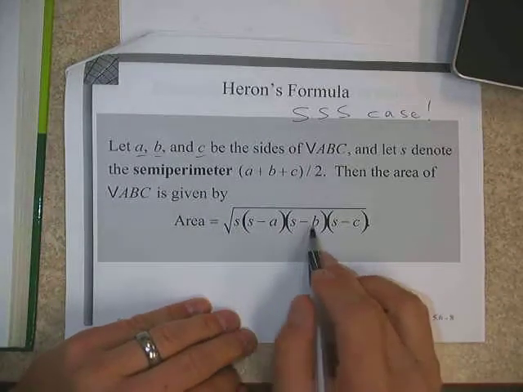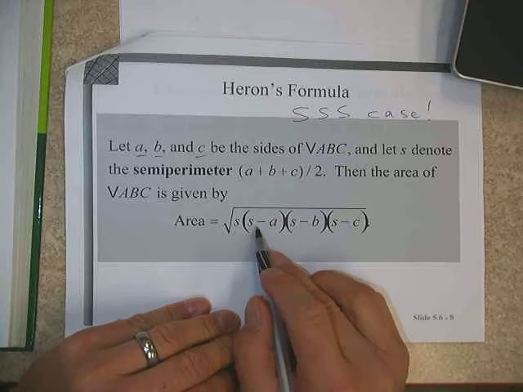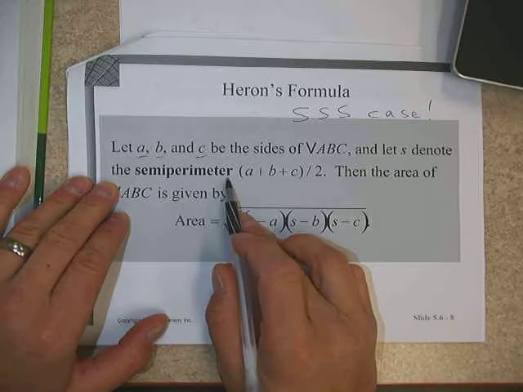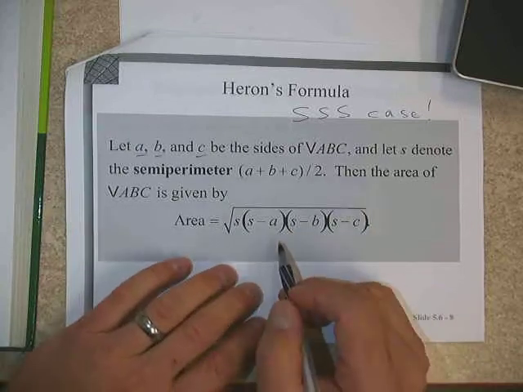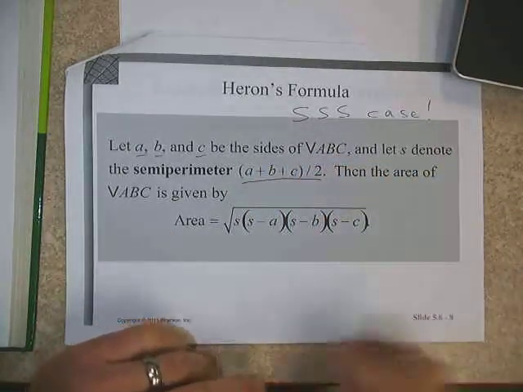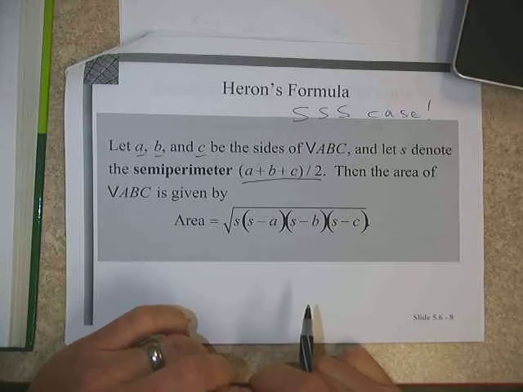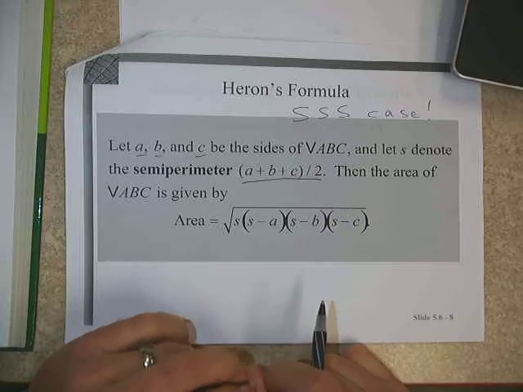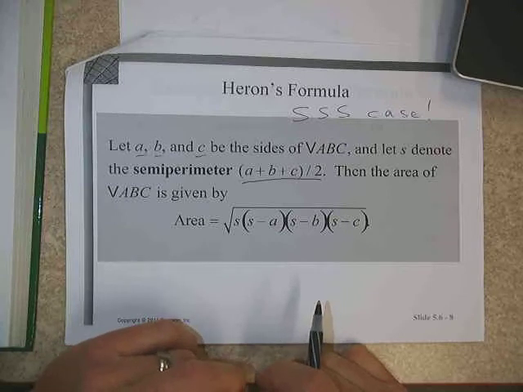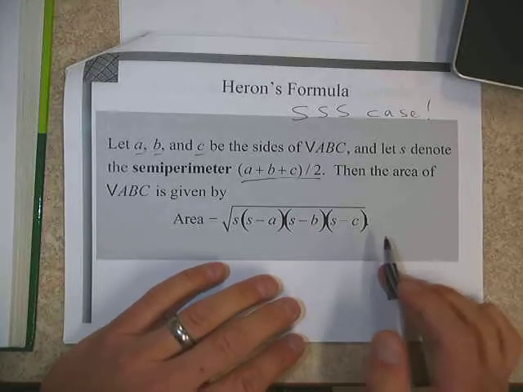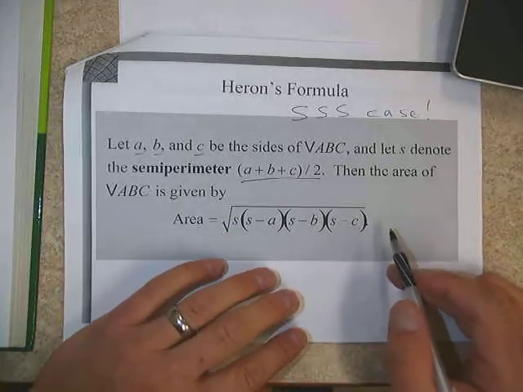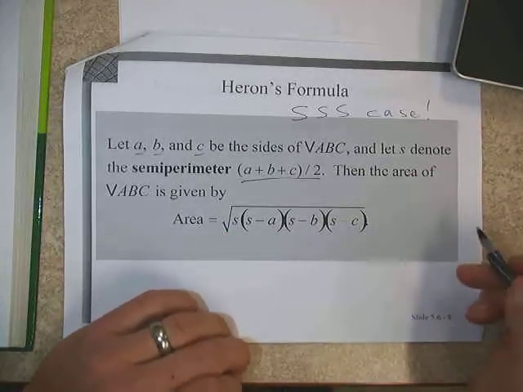What Heron's formula involves are the three side lengths, along with this value of S, and this S is what we call the semi-perimeter. So to be able to use the formula, you first have to calculate the semi-perimeter. You need to take the three side lengths, add them together, and divide by 2, and that gives you the semi-perimeter. Now this seems like kind of a weird formula, and we're not going to take the time to go through the derivation of it and why it works.